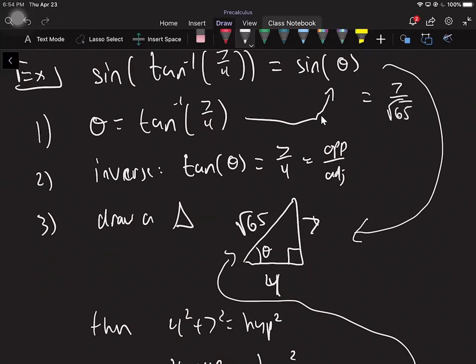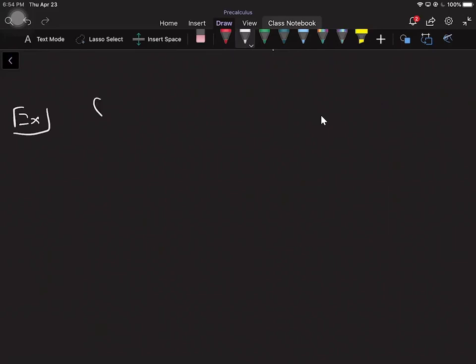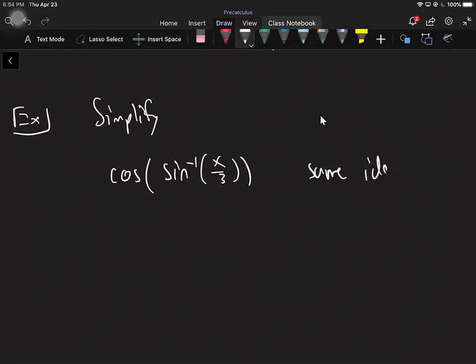All right, so the last type of example is only slightly harder than that one. It's where you simplify something like this. It's almost the same question, same idea, but instead of having a number inside the inverse, you have an x over something, so not just a number. But you do the same thing.